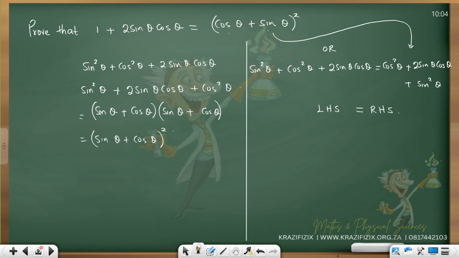Did that make sense? I simplified the left-hand side differently. I simplified the right-hand side independently. I got to the same spot where they are both equal, and I'm done. Did that make sense?